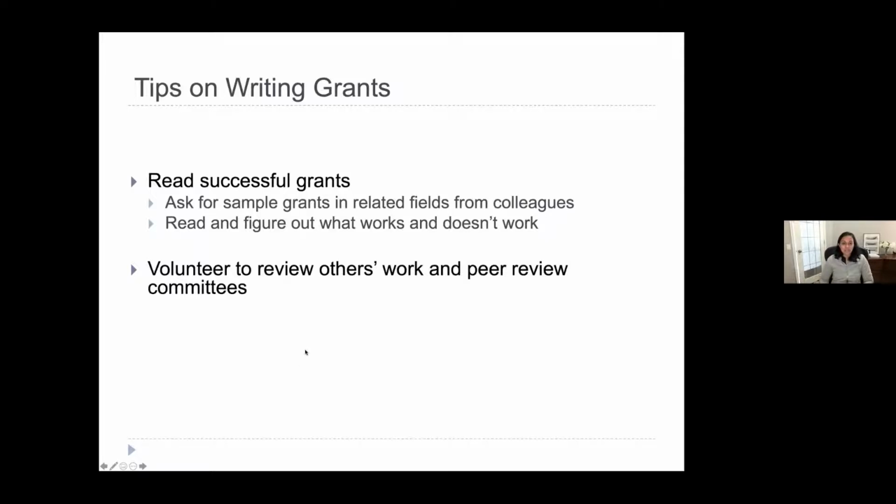So how do you get there? Read successful grants and ask for sample grants in related fields from colleagues. I'm more than happy to send around, and Linda, I sent it to somebody yesterday, my whole transition to adult care grant, the one that I just told you about, because I think it's already been available in a U of C repository. So there will be people who have successful grants in your fields.